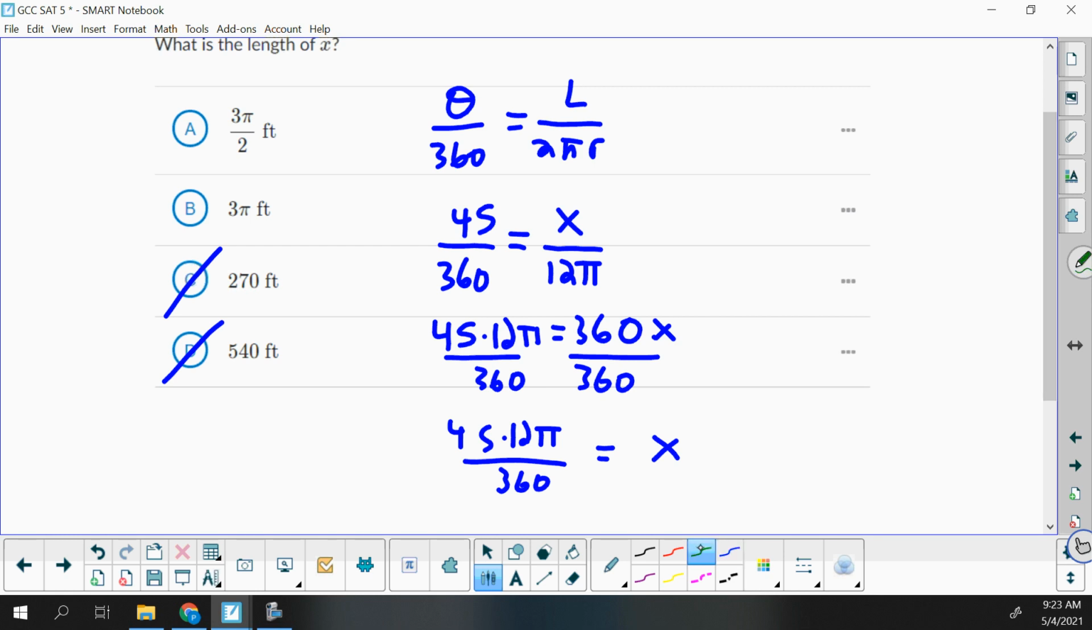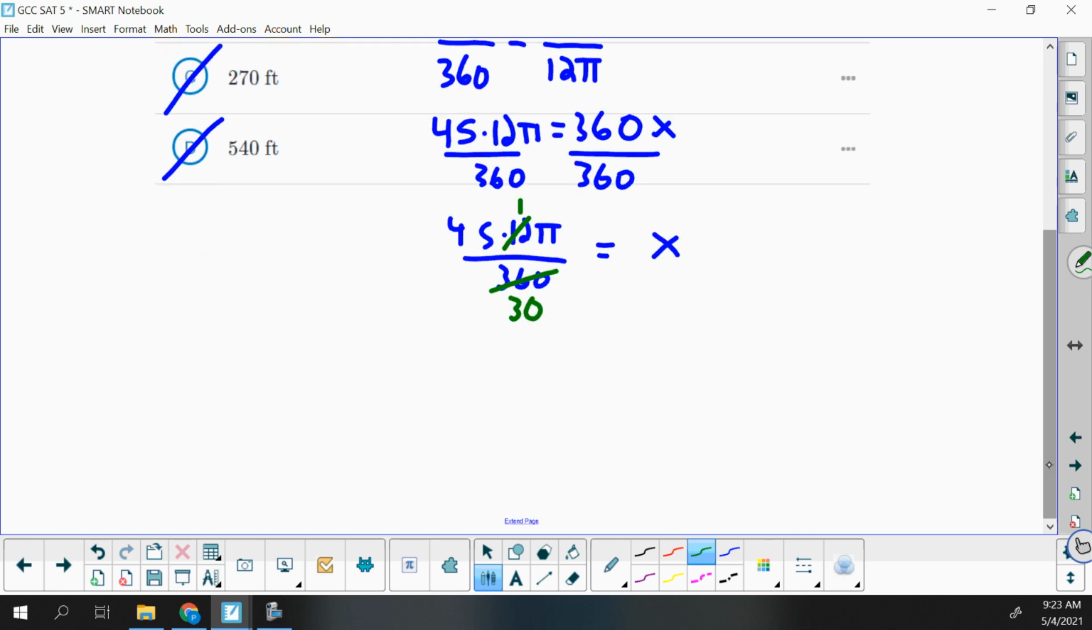Look for things that are nice. 12 goes into 36, so we can divide this 12 out. 12 goes into 36 3 times, so this would become 30. So now we've got something a little bit more manageable. We've got 45 pi over 30 equals x. And now you might recognize that 15 goes into each of those. So this becomes 3 pi over 2.